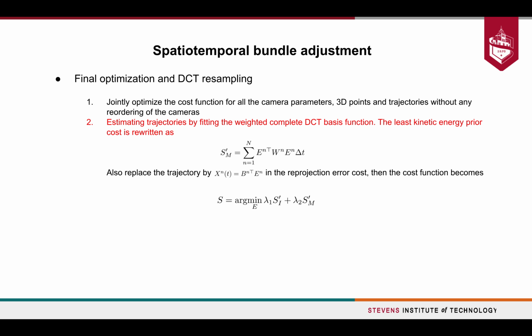I need to click. And after processing this, he finally optimizes this cost function for all the parameters without changing the ordering of the cameras. And last, he used something called DCT resampling. For now, I cannot understand this. He really didn't say this clearly. This equation, I cannot understand how this works. So I'm gonna skip this part. Maybe I can try to understand this later, or maybe just drop this part. It's just what they call the post processing.